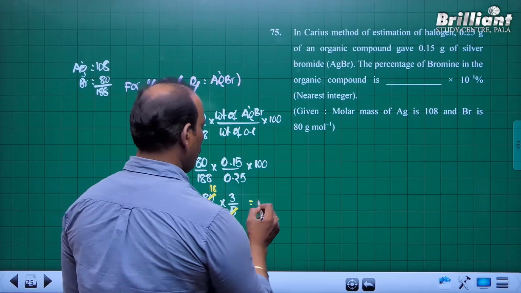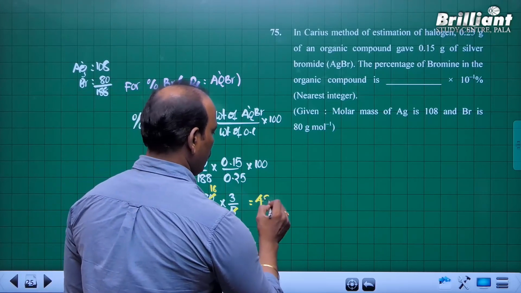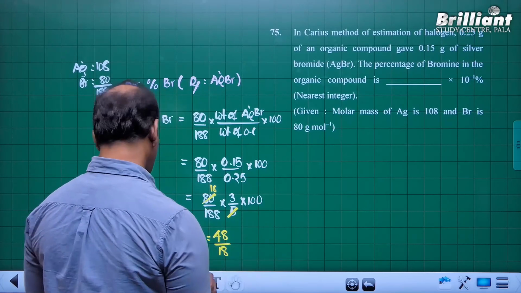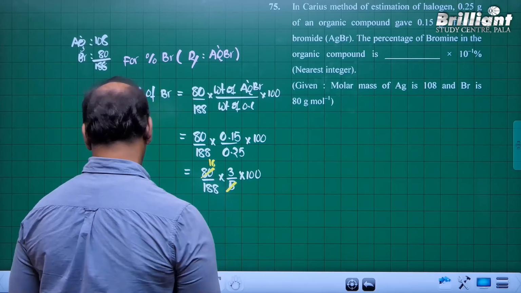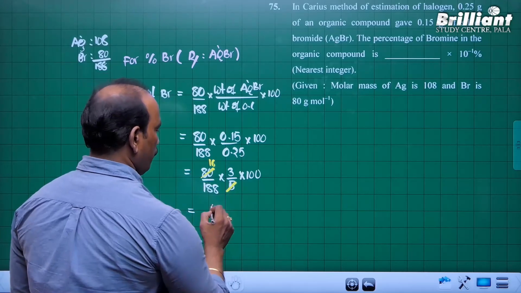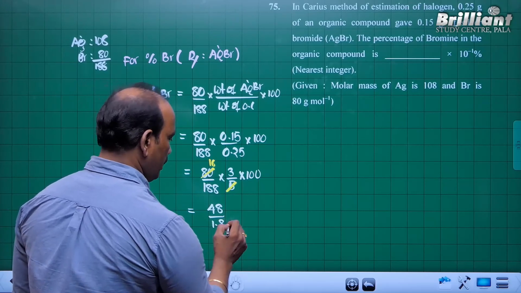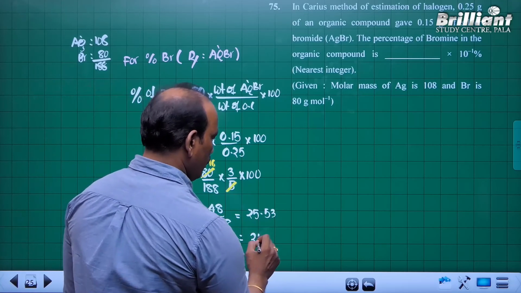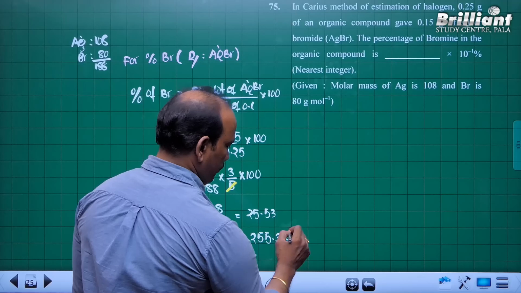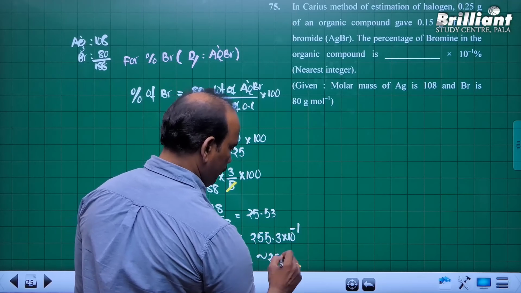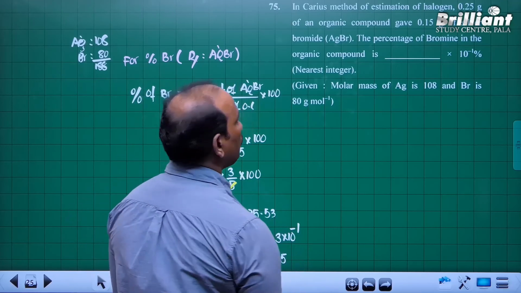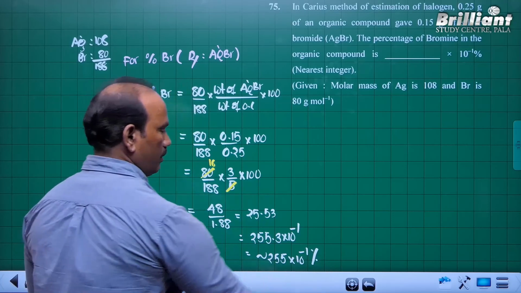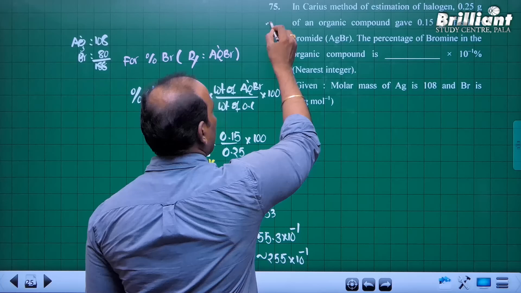This equals 48 by 1.88, which is around 25.53, that is around 255 into 10 power minus 1. Since we want the x value into 10 power minus 1, this is a percentage. So the answer is 255.